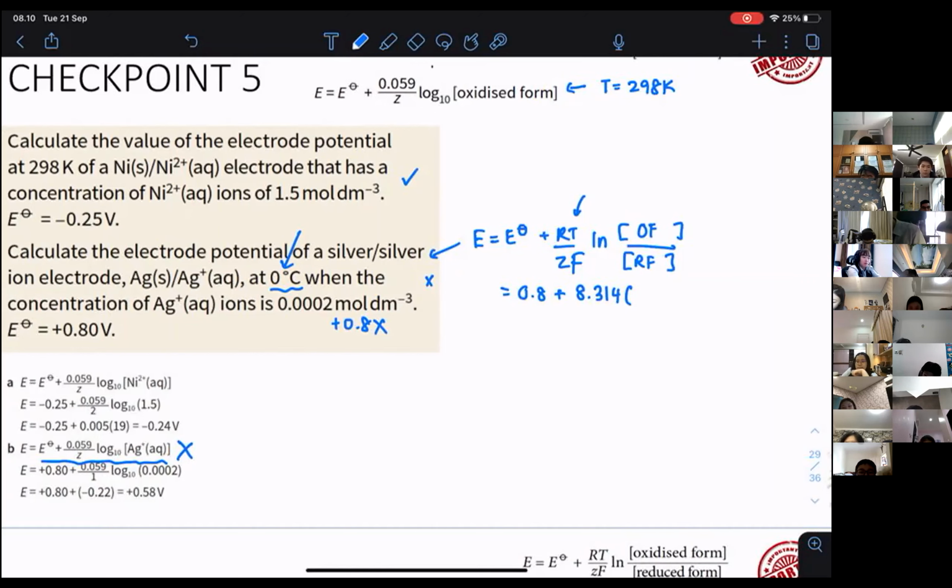0 degrees is going to be 273 Kelvin. We want it in Kelvin.